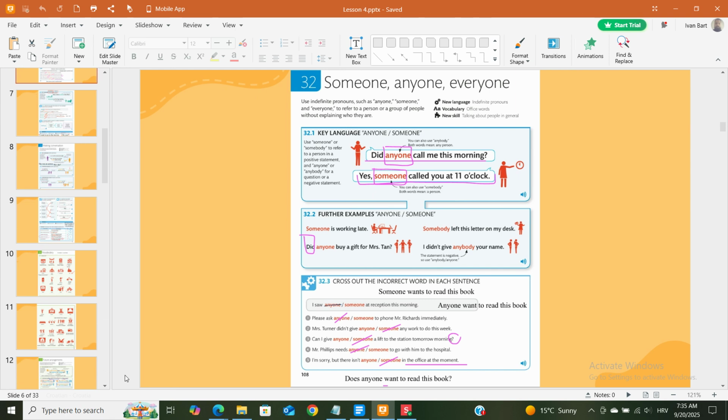32.1 Key language: anyone, someone. Use someone or somebody to refer to a person in a positive statement, and anyone or anybody for a question or a negative statement. New language: indefinite pronouns. Vocabulary: office words. New skill: talking about people in general. You can also use anybody. Both words mean any person.